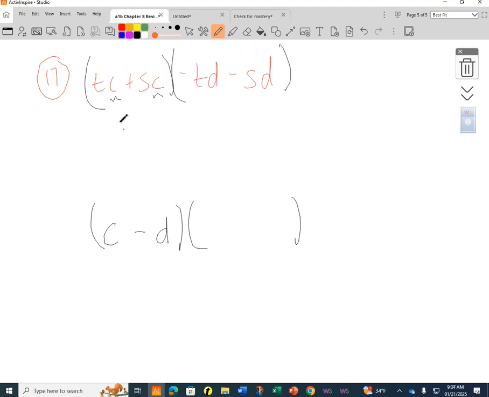Okay, so the first 2 terms here, we're going to divide them by the greatest common factor. The greatest common factor of these 2 terms is C. So C divided by C is 1. 1 times T is T. That's plus. C divided by C is 1. S times 1 is S.